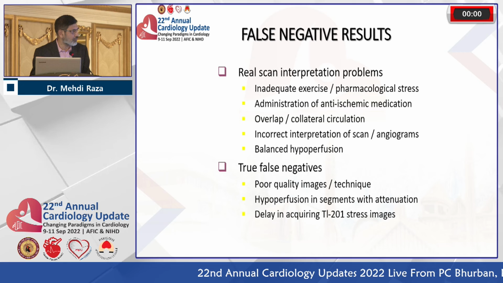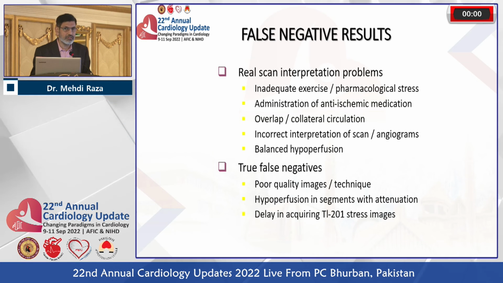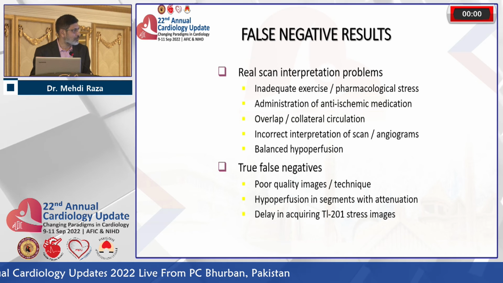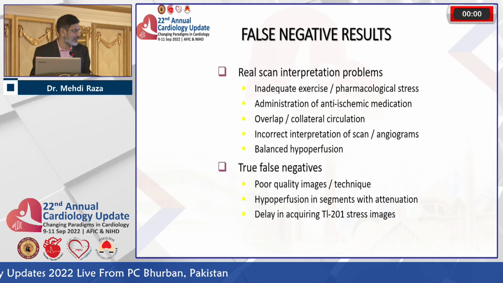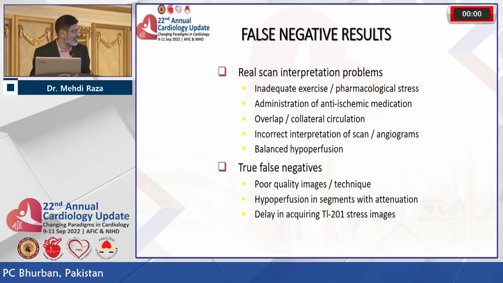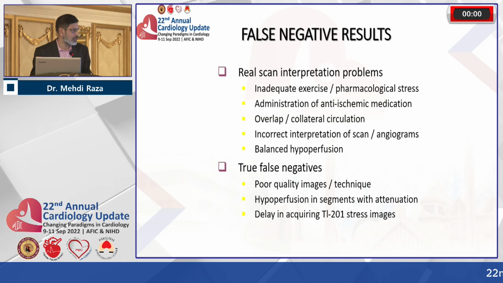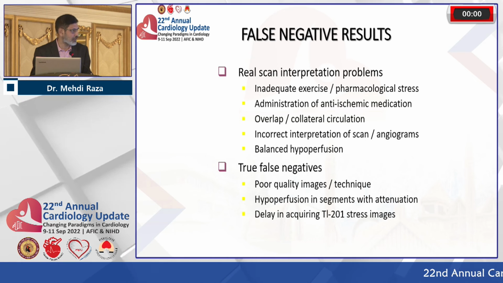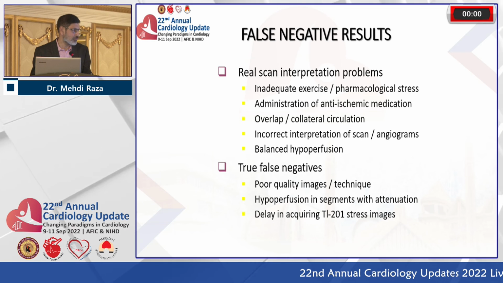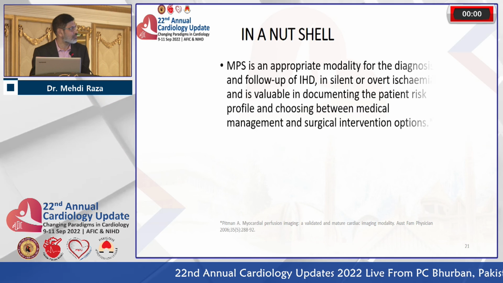Then there is overlap or collateral circulation, incorrect interpretation, again a problem. We don't have that much expertise in the country, not many people teaching, not many people learning. Balanced hypoperfusion, that's very popular, but I think it's not that common as its popularity would convey. Again, true false positives can be due to poor quality images or technique, hypoperfusion in attenuated segments, which may be missed. And if we're talking of a thallium scan, which is very rare these days due to the cost of thallium, delay in acquiring stress images.